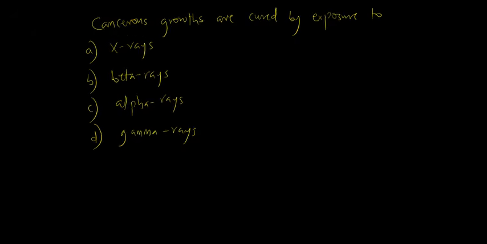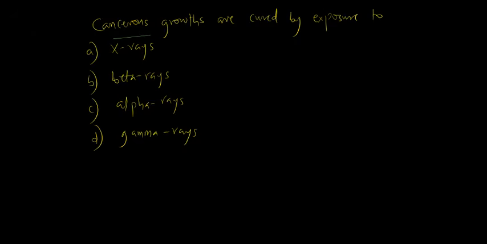Then the next question says the cancerous growth can be cured by the exposure to, as I explained before, exactly. So it is not X-ray. We will not take X-ray, since we are talking about radioactivity. So it is not beta, because beta is not the one with the highest penetrating power, as we explained. It is also not alpha, so it has to be gamma rays.